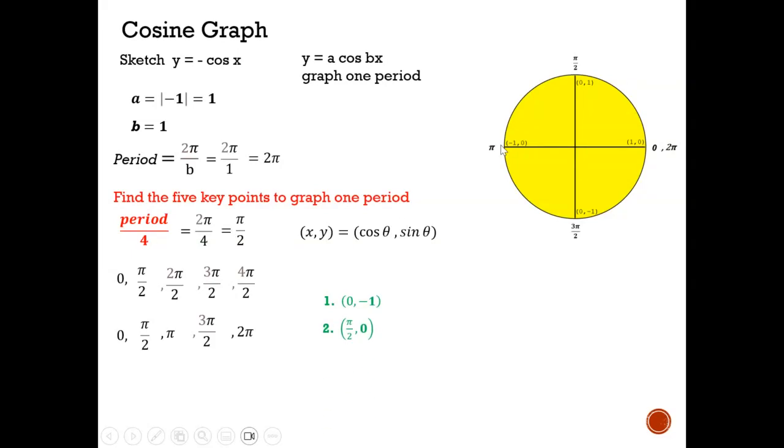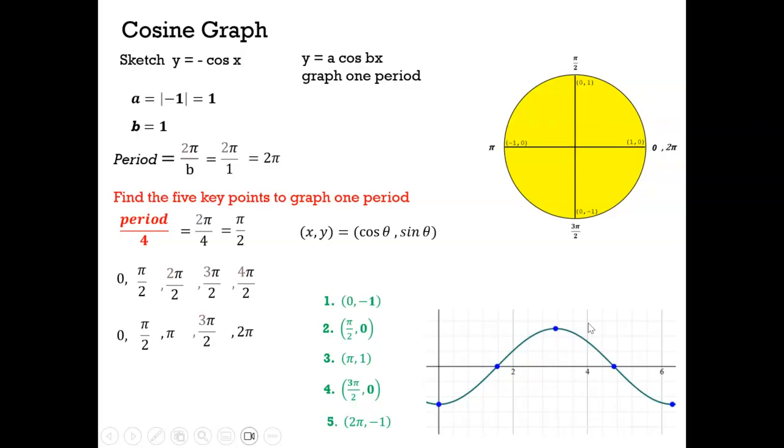My third point will be at pi. At pi, my cosine is negative 1, but negative times a negative gives us a positive. So it's pi, positive 1. The fourth point is 3 pi over 2. The cosine of 3 pi over 2 is 0, so it'll be 3 pi over 2, 0. And finally, at 2 pi, my cosine is 1, but 1 times a negative gives us negative 1. So these are my 5 points.